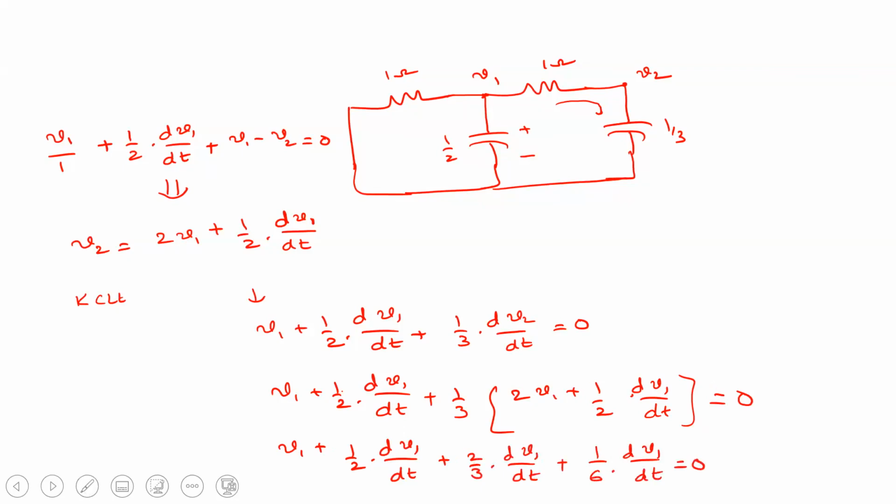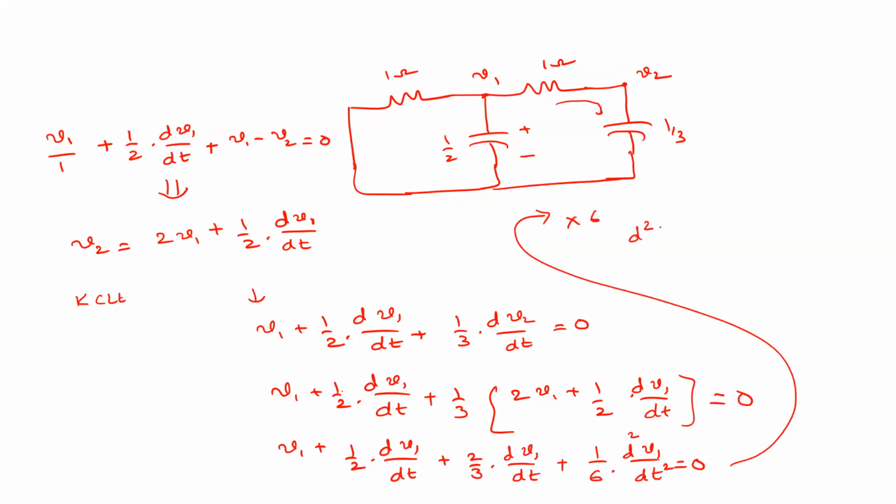Multiplying with 6 and adding all the terms, you will get d square V1/dt square plus 7 dV1/dt plus 6 V1 equal to 0. That is the ultimate equation. We were unable to get that logic, because for the same equation, KVL at the V1 node, we need to apply it twice in two different ways. Anyway, after a lot of struggle, we obtained that equation.